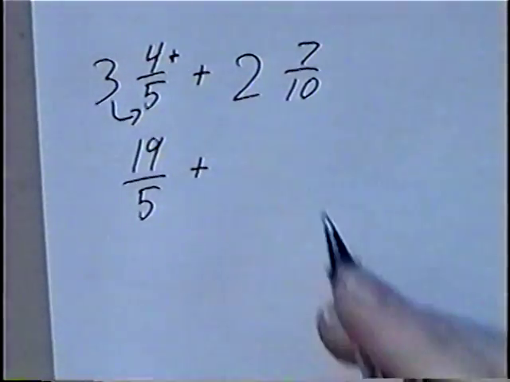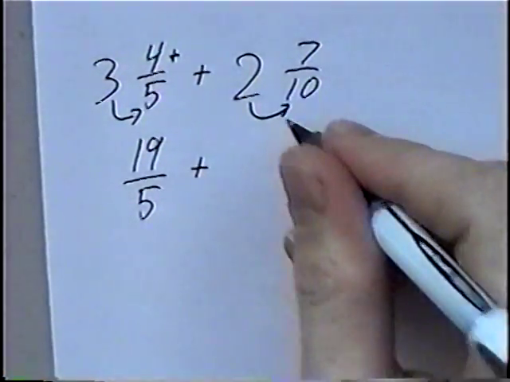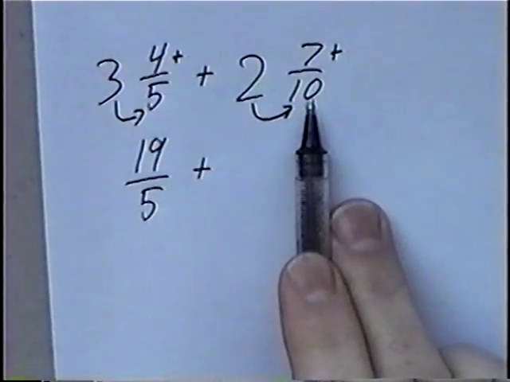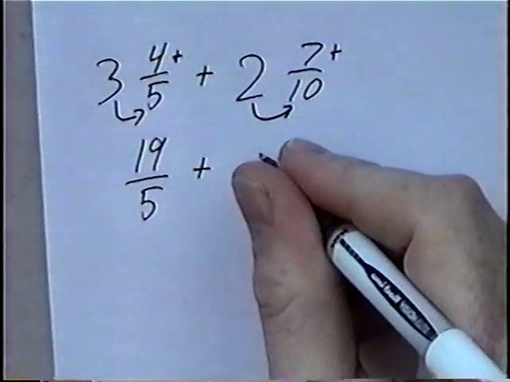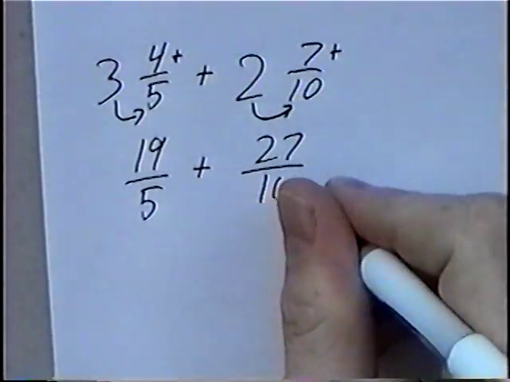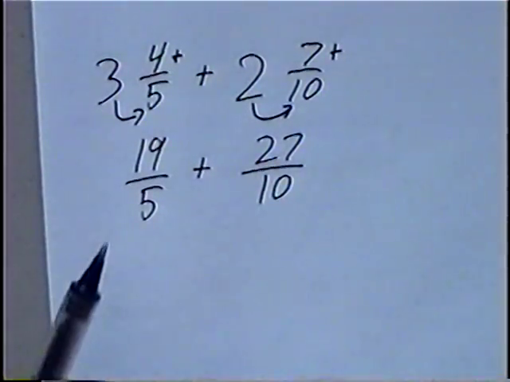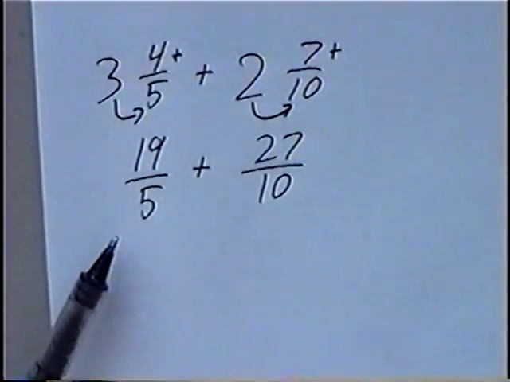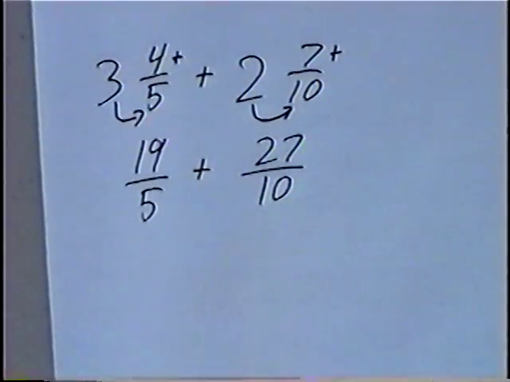Second mixed number, again we can take the whole number in front, multiply it by the denominator, and then add the numerator. So 2 times 10 would be 20, plus 7 more would be 27, and again the denominator 10 would stay the same. So instead of 3 4/5 plus 2 7/10, we can change it to 19/5 plus 27/10.